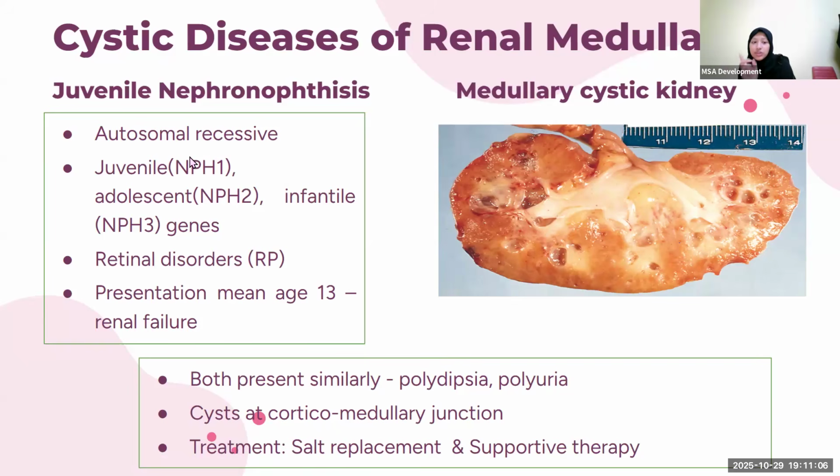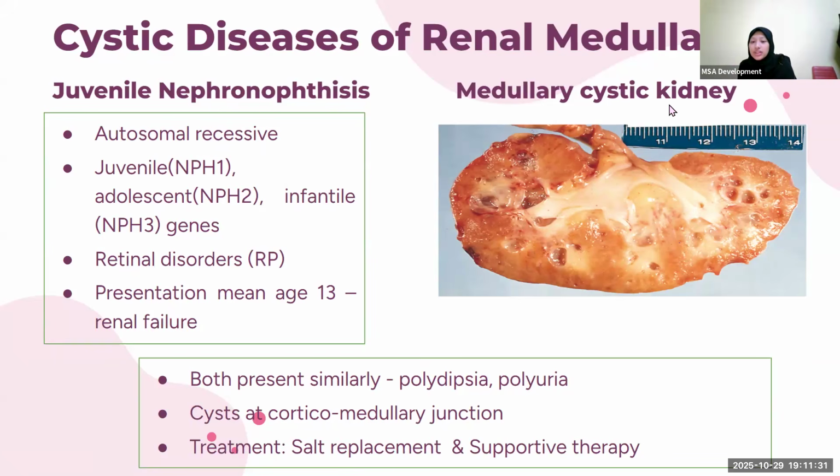It has three different types: juvenile, one in adolescence, and one infantile. So it is caused by three different genes. And the name nephronophthisis comes from retinal problems. So if you see that, you would know that it causes retinal disorders as well. Presentation would be very early and it would come with renal failure very early on. So that is again autosomal recessive, more severe.